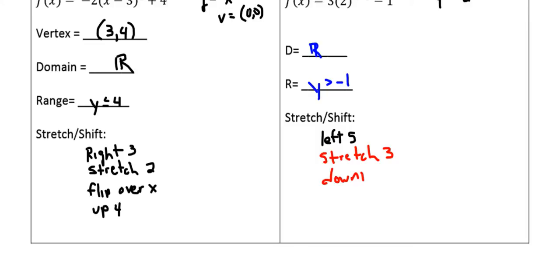So on the quiz there will be 2 of these kind of questions, really similar to this, just a little bit different shift.